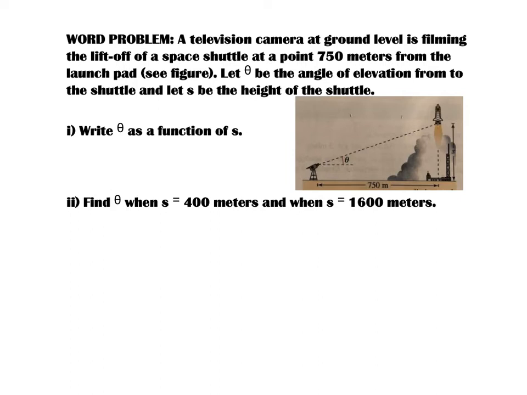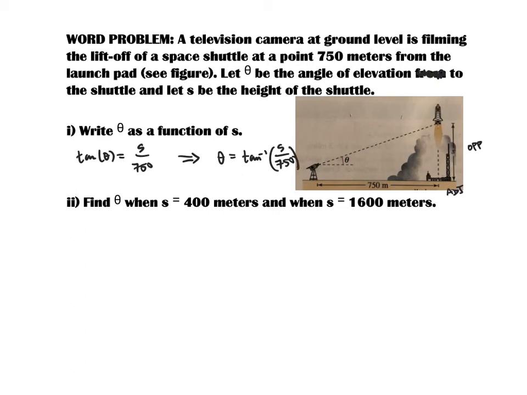Let theta be the angle of elevation to the shuttle, and let s be the height of the shuttle. So write theta as a function of s. So let's equate theta, s, and 750. s is the opposite side of the triangle from theta, and 750 is the adjacent side from theta. Therefore, the tangent of theta is equal to s over 750. Therefore, let's write theta as a function of s. If I solve for theta, I would take the inverse tangent of s over 750.